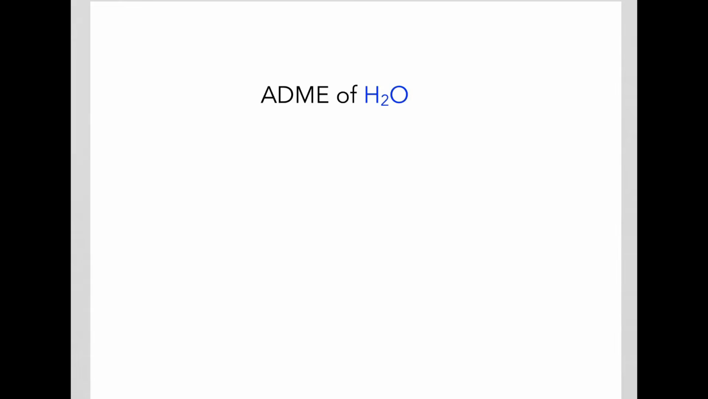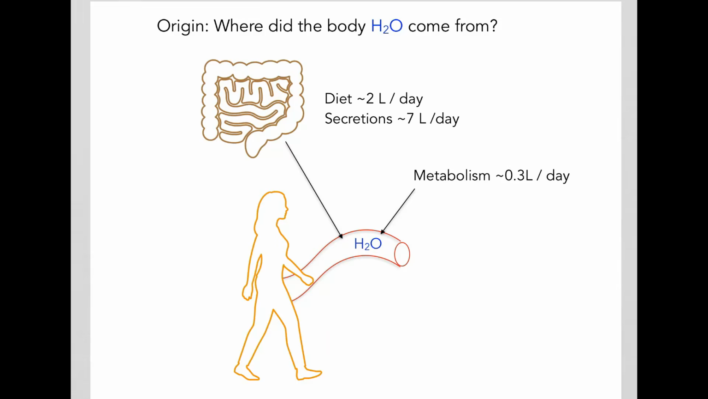So since water is closely related to sodium, let's discuss the life story of water, the absorption, distribution, metabolism, and excretion of water. So first, the absorption or the origin of water. Where does the body water come from? The diet gives us about 2 liters per day. Secretions in the GI tract, that's about 7 liters a day.